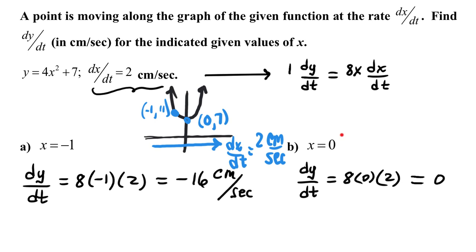The other part for part B, where x is 0, this is at the bottom of the graph where we also expect a horizontal tangent line. Let's look at our derivative when x is 0. dy dt equals 8 times 0 times 2. Remember, dx dt is 2. That comes out to 0. And all that says is when you get to the bottom of this curve, no matter how fast your point's moving horizontally, it's not moving up or down, meaning you're at a horizontal tangent line, aka the bottom of the valley.